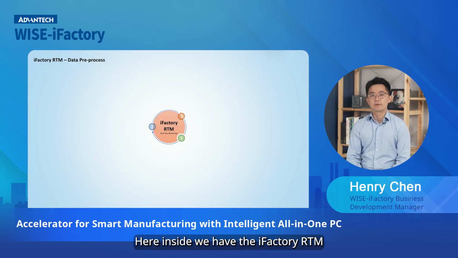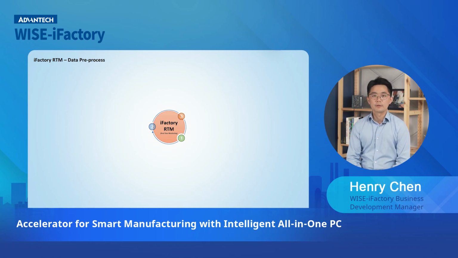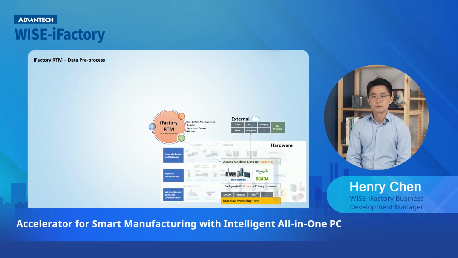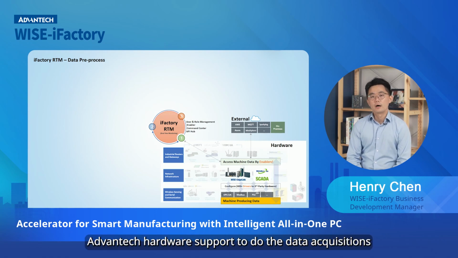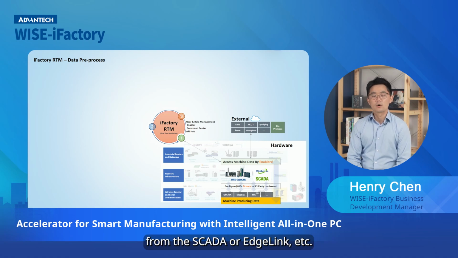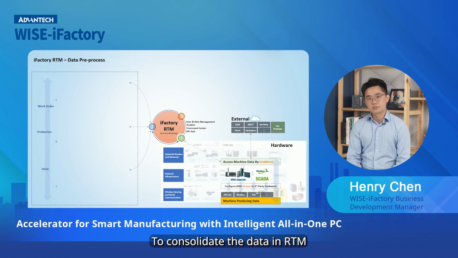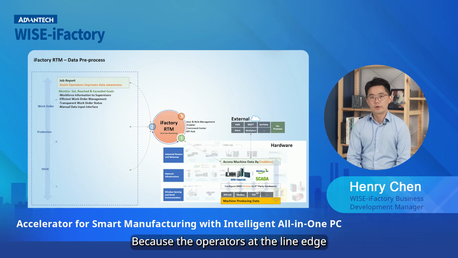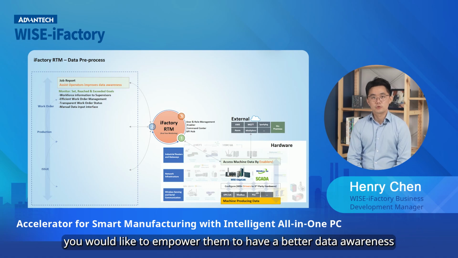Inside we have the iFactory RTM, real-time monitoring. There are 3 steps. First of all, of course, you have the Advantech hardware support to do the data acquisition from the SCADA or EdgeLink, etc. And the data can go externally to the cloud or to the edge computing RTM. To consolidate the data in the RTM, you can see your work orders, because at the line edge you would like to empower operators to have better data awareness.